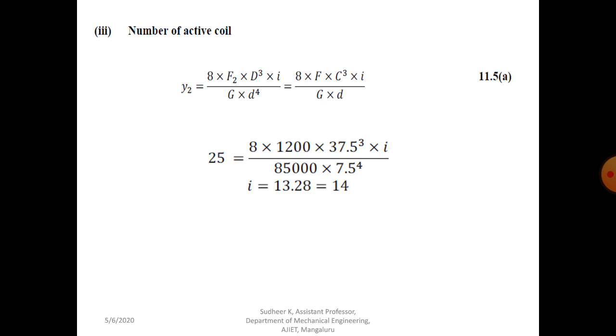So you'll get 13.28. You have to make it a full number, because the number of coils should always be a whole number. In most cases you will get a fraction, but we have to write the next higher value. So that is 14.